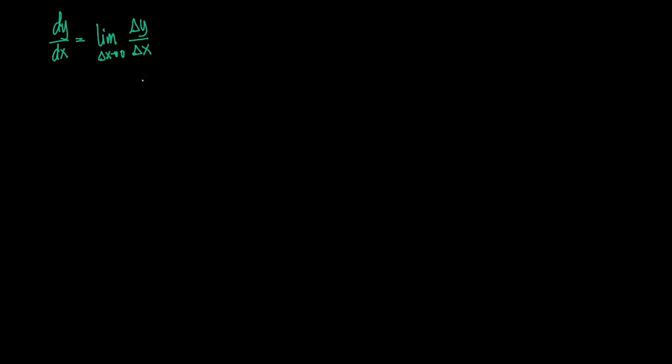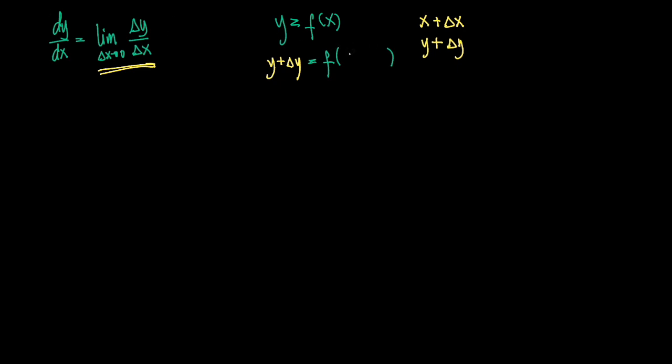In solving for the derivative of a function using the definition of the derivative, we first need to transform the given function to this one. So for instance, if we have y is equal to the function of x, the first thing that we need to do is replace x with x plus delta x, and also y with y plus delta y. So in this case, this will give us y plus delta y is equal to the function of, instead of x, we replace x with x plus delta x.